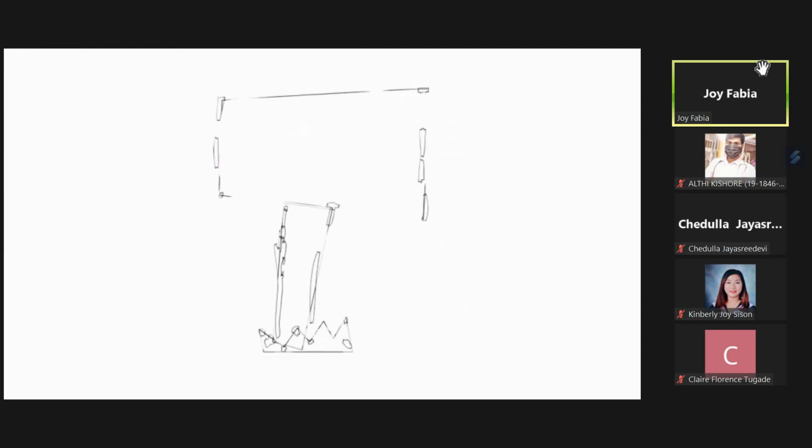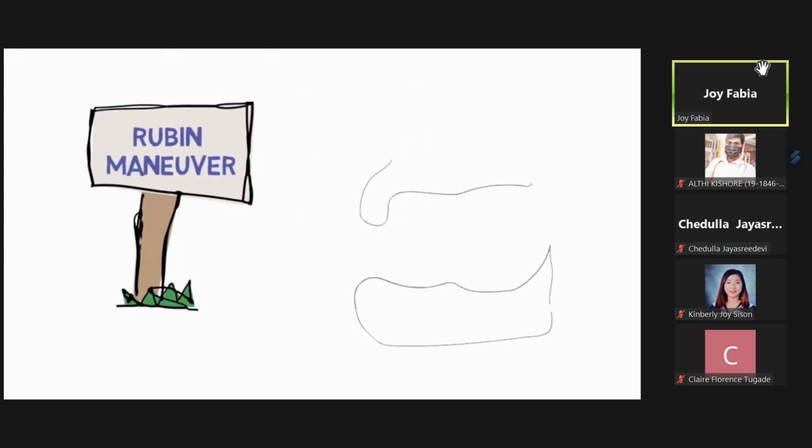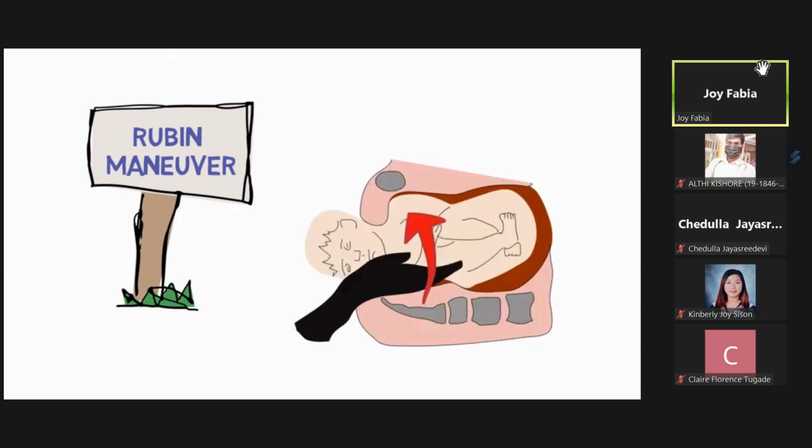Another way to disimpact the anterior shoulder is using the Rubin maneuver. This is done by placing one hand in the vagina and on the back surface of the posterior fetal shoulder and rotating it anteriorly to disimpact the anterior shoulder. If you are unable to do so, move on to the next step.